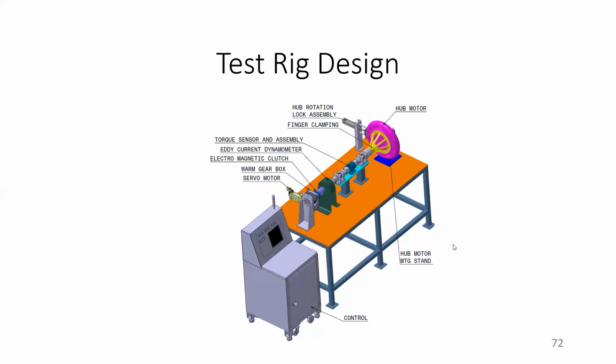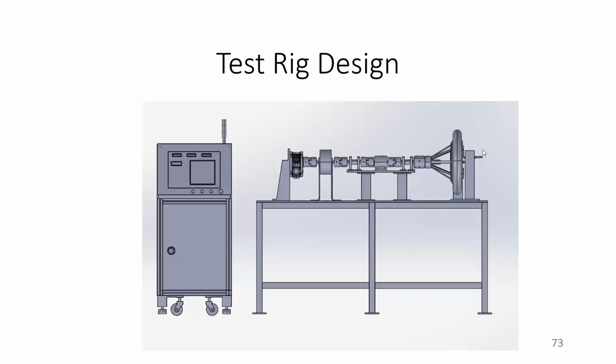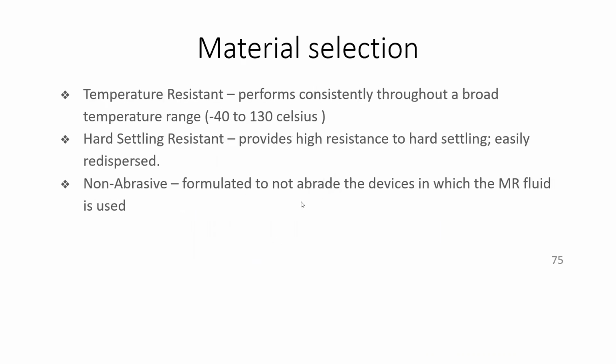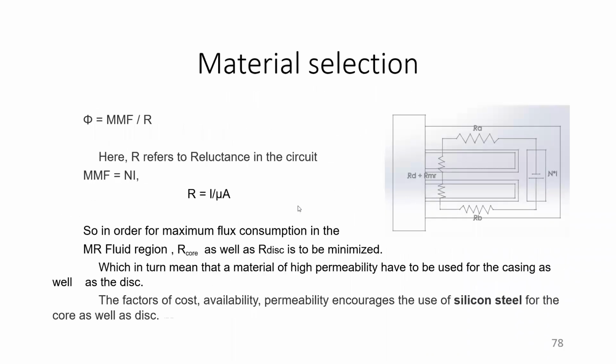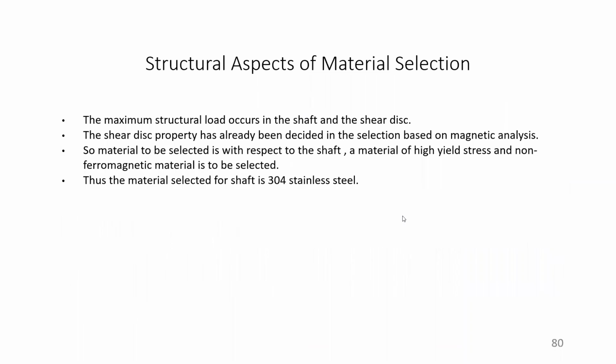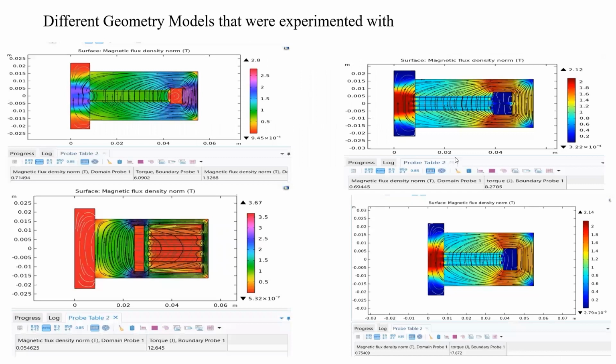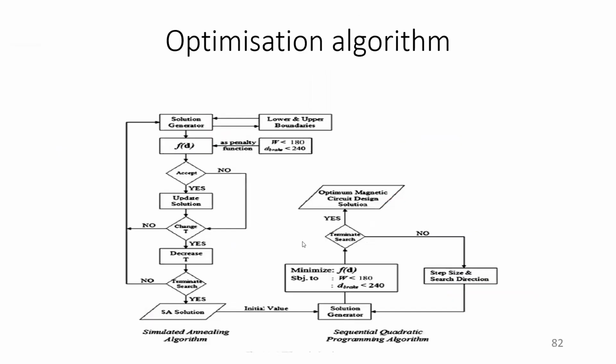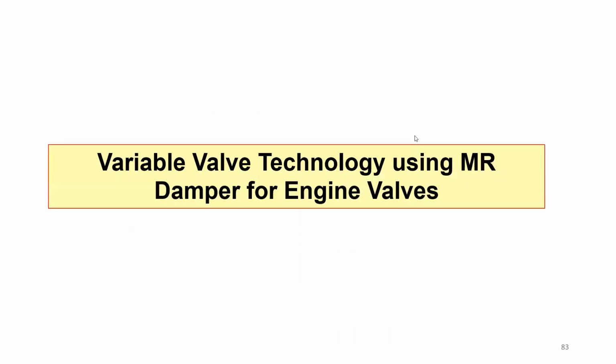We have not yet built this RPM controller, this servo motor and torque sensor, and then this is a hub model. This is what we are going to do in this semester. This work is on the MR clutch. Materials are selected, and this has to be fabricated; we have got some funding for this work also. Students have done simulation work, and optimization algorithms like simulated annealing or quadratic programming are used for simulation purposes.